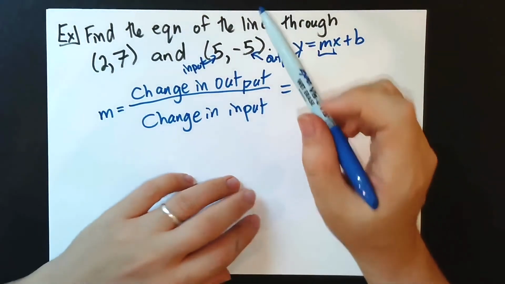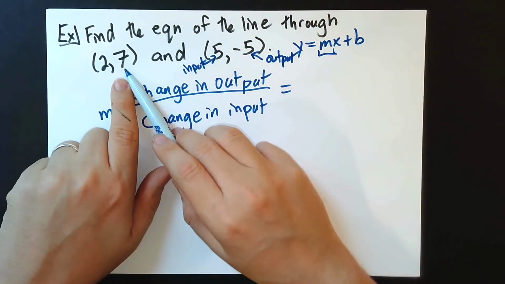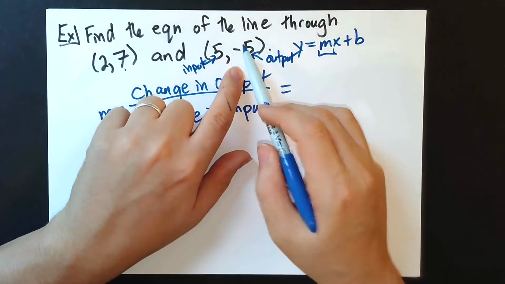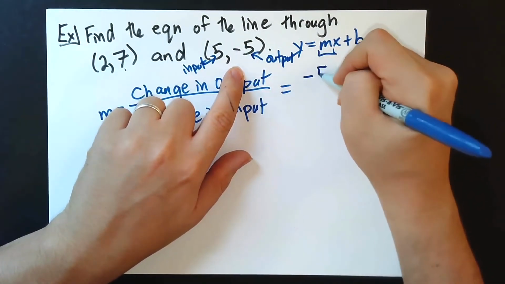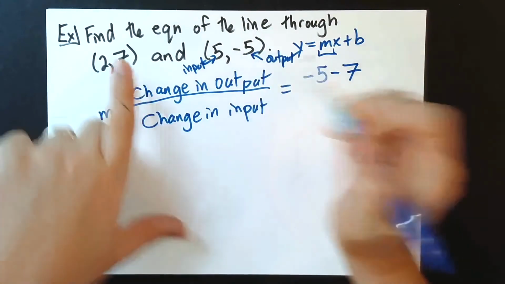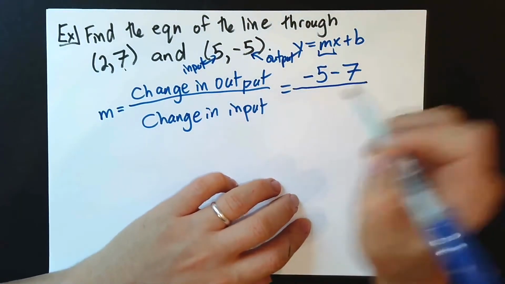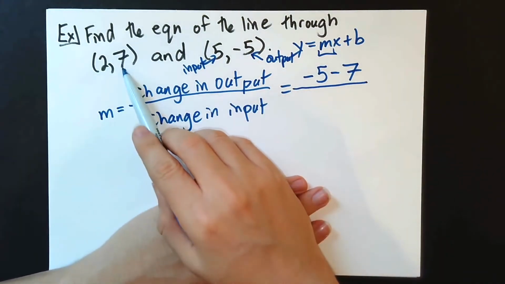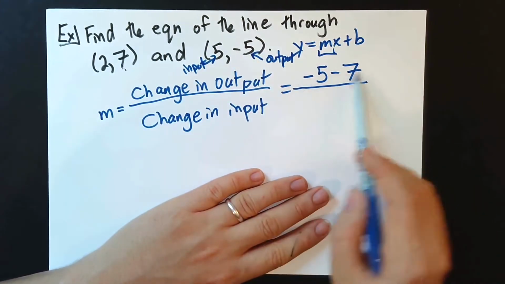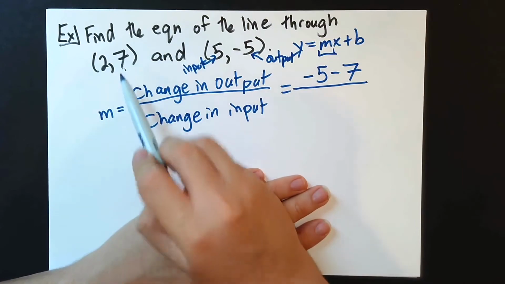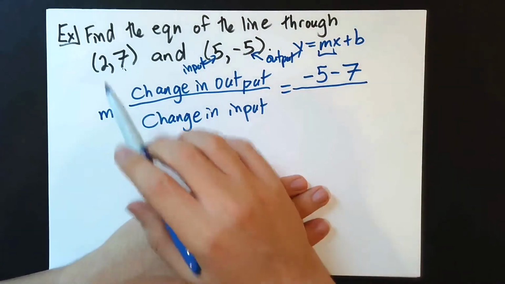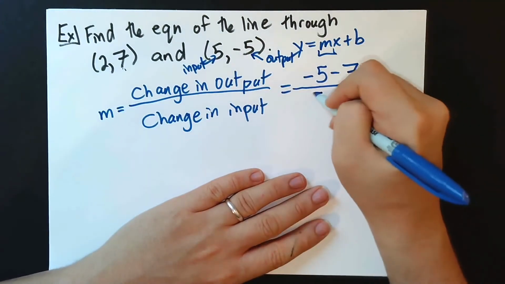And so as I went from this point to 7 to 5 minus 5, the output changed by minus 5 minus 7. That's the change in the output. That is, if you like, the output here got 12 smaller. That's why this is a negative 12, because the output changed from positive 7 to negative 5. And the input changed from 2 to 5.